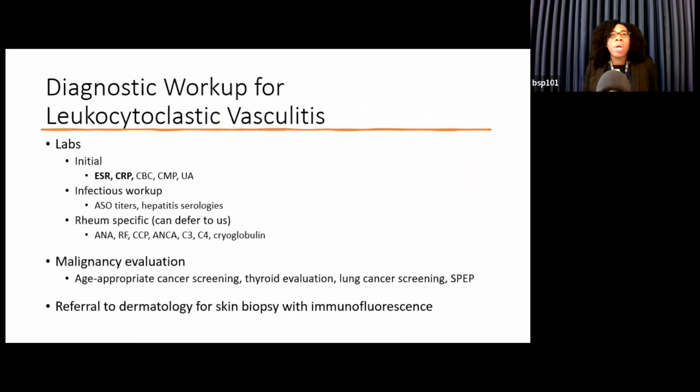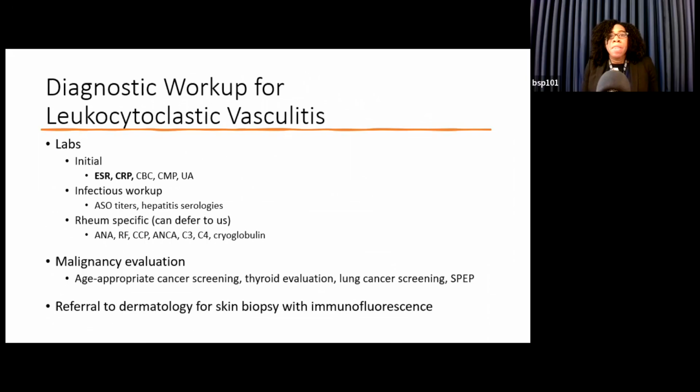So how do we work up Leukocytoclastic vasculitis? We want to get some labs, and because this can be an inflammatory process, we recommend getting inflammatory markers in addition to regular CBC, CMP, and urinary studies. And because infection is a common trigger, working up for ASO titers as well as hepatitis serologies and other infections that may be common in the season that the person is presenting to you could be helpful in determining if that's a potential etiology for this rash.